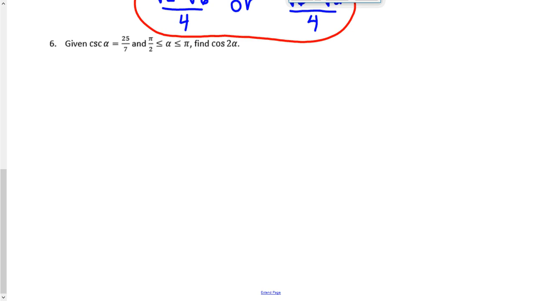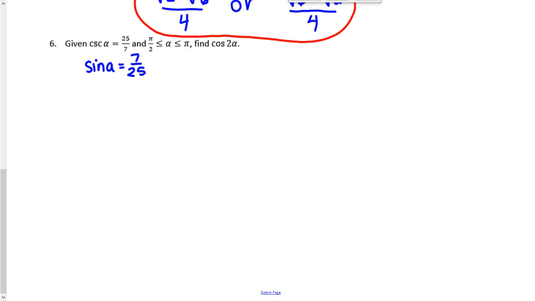Given the cosecant of A is 25/7, we'll stop right there, guys. We have not been working with cosecant, secant, or cotangent. We've been working with sine, cosine, and tangent. But what do I know about cosecant? It's the reciprocal of sine. So if cosecant is 25/7, what is sine? 7/25. Okay, good.